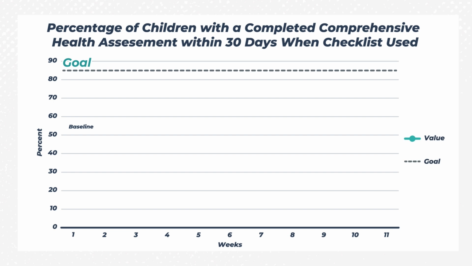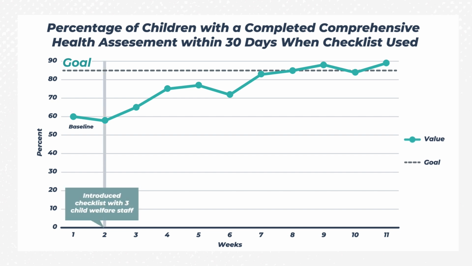As you conduct your PDSA cycles, create run charts to visualize your data. A run chart is a graph that shows performance on a process or outcome over time. Run charts often show data in week or month intervals. Displaying data over time will show you the impact of your change idea and whether it is producing the desired results. The run chart shown here captures the data from our PDSA cycles.